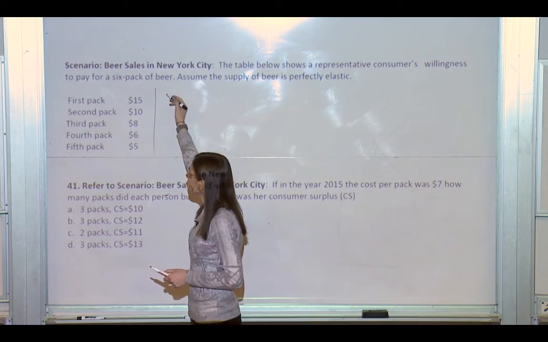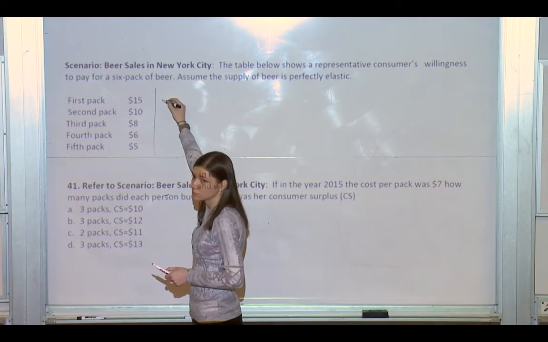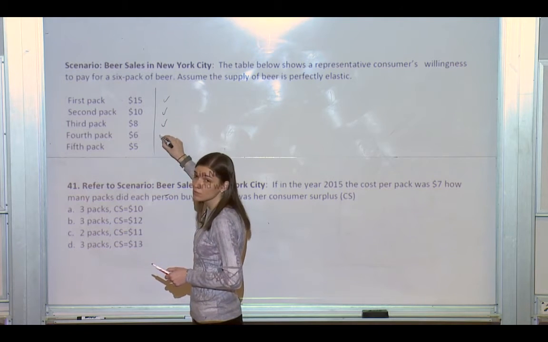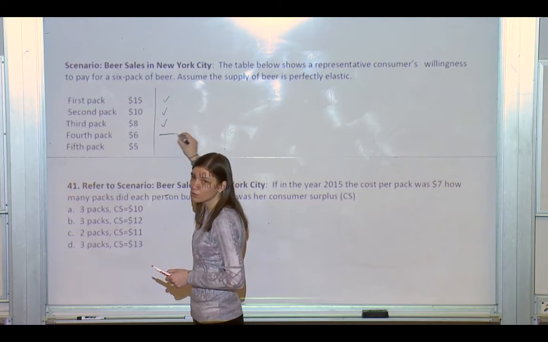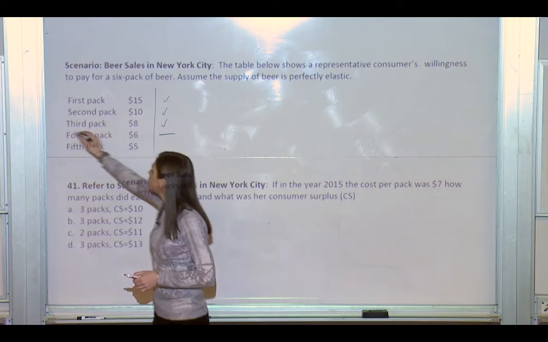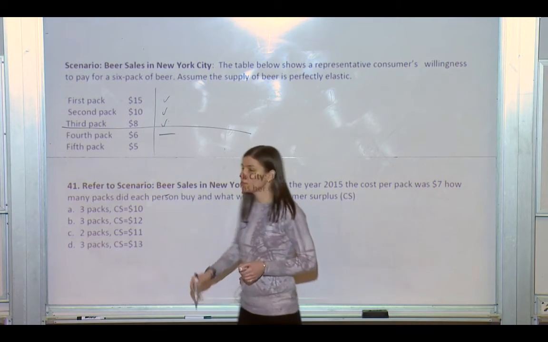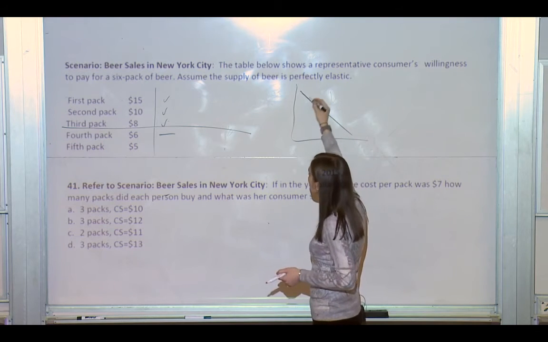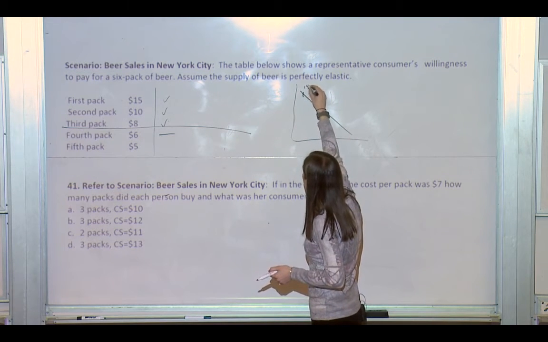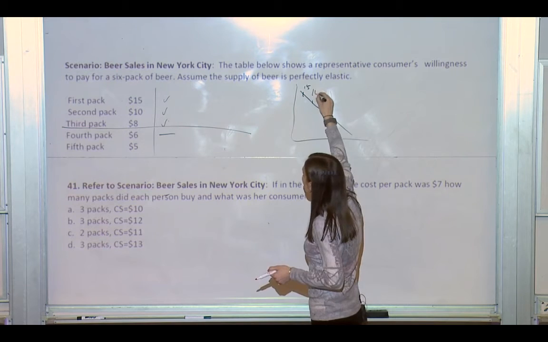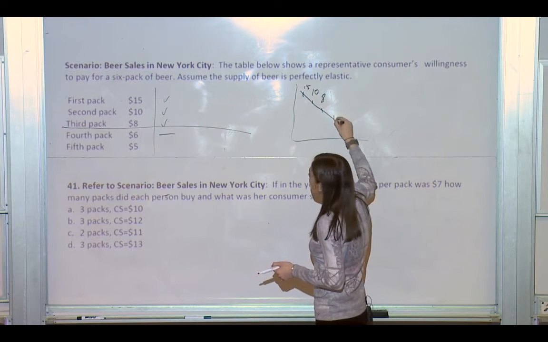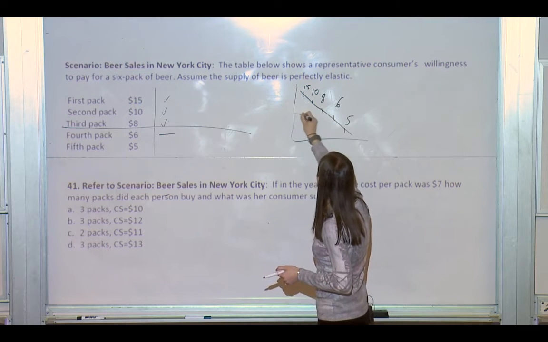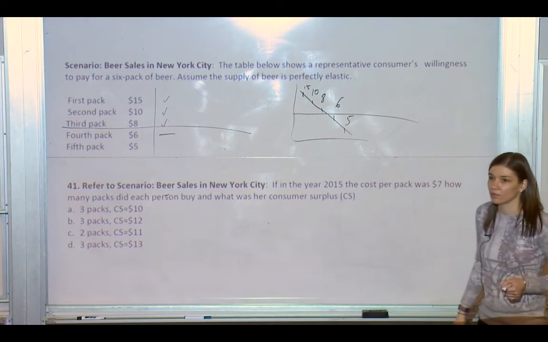So at $7 they're going to buy the first one, the second one, the third one? Yes. This one? No, that's it. So they're going to buy 3 packs, right? So this is basically supply and demand. The demand is decreasing. For 1 it's 15, then 2 would be 10, 8, 6, and 5, but supply is at 7, and it's horizontal, so it's right there.